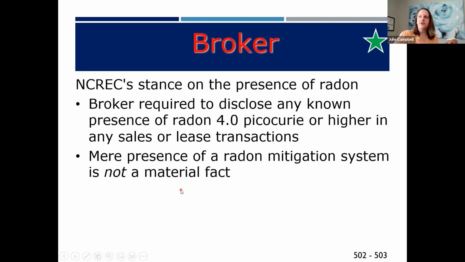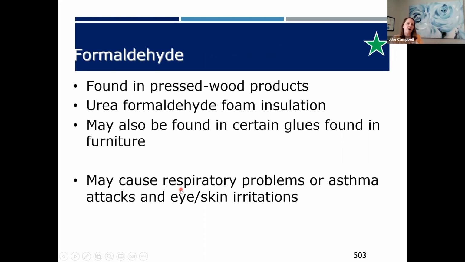Another environmental issue, dealing with formaldehyde. This is usually found in our pressed wood. So plywood, pressed wood, particle board. Sometimes we can find it in certain glues, maybe used in furniture, to build furniture.